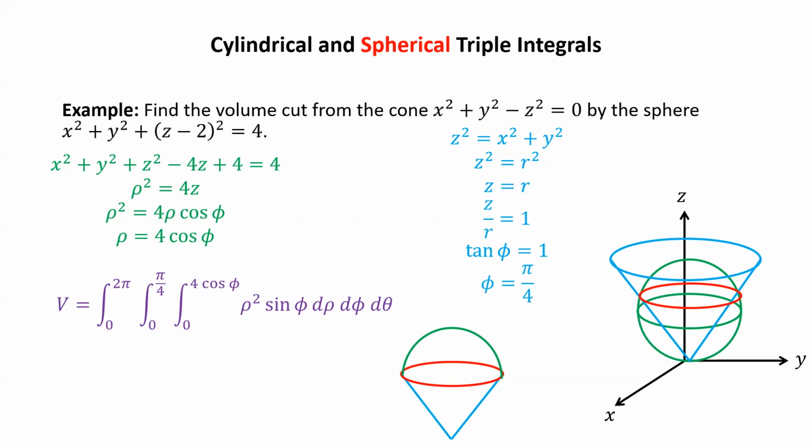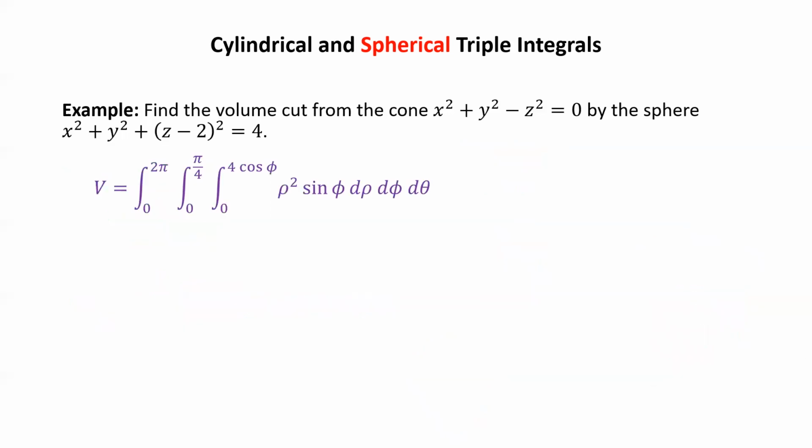And rho is going from 0 until we hit the sphere. The equation of the sphere is rho equals 4 cosine phi. Then as always, we throw in rho squared sine phi into our integrand, d rho, d phi, d theta. Let's go ahead and evaluate this.